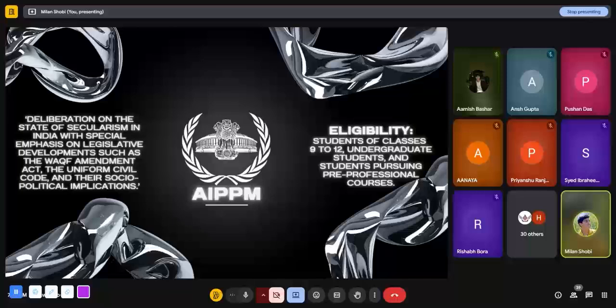Going further, we have the loudest committee, which is AIPPM, All India Political Party Meet. Oh God. So the eligibility over here is the students of classes 9 to 12, undergraduate students, and students pursuing pre-professional courses. We on purpose made the eligibility this hard because we wanted a matured audience over here. The other committees are specifically intended for those people who are new to MUN, or who have a few experiences, but they want to explore MUNs more into just getting into the tougher debates. This is the one which is for the experienced ones.